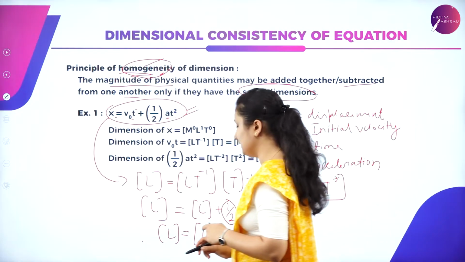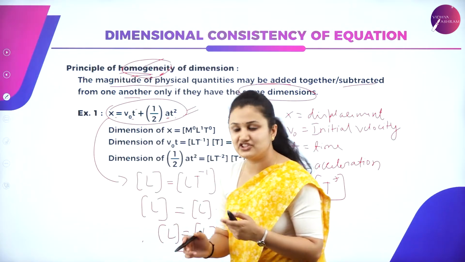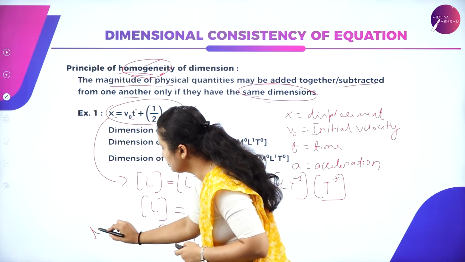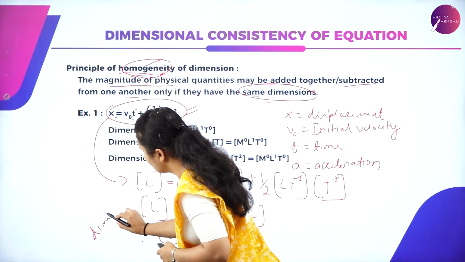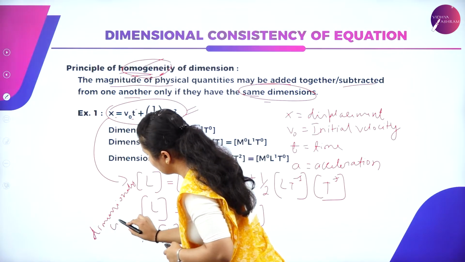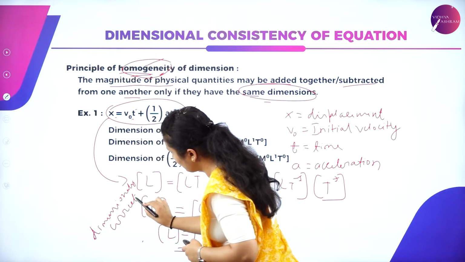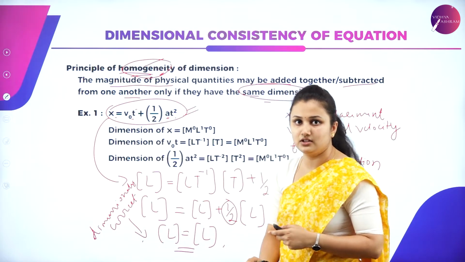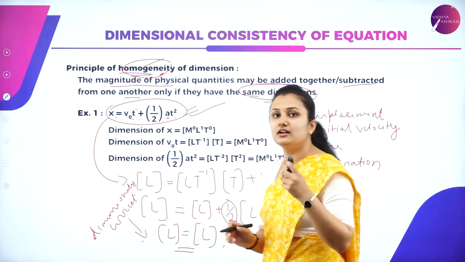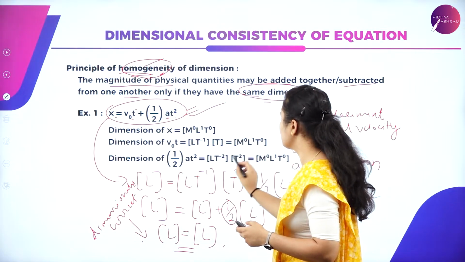So what does this mean? LHS is equal to RHS. That means my equation is dimensionally correct. It is dimensionally correct. LHS is equal to RHS. So, the equation is dimensionally correct. It is verified. Here you can see I have solved.